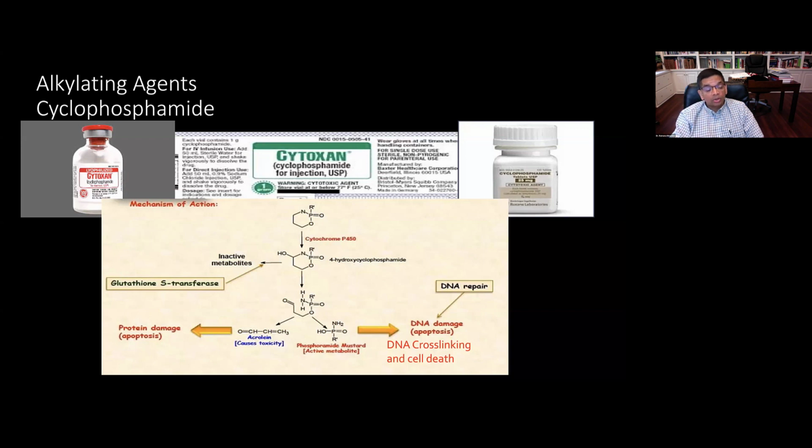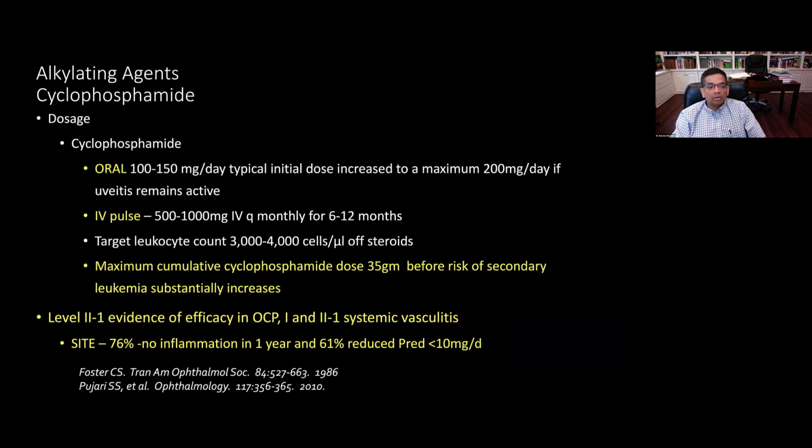In these situations, the efficacy of these agents is based on the fact that they cause alkylation and prevent DNA cross-linking and ultimately cause cell death. So there are toxic metabolites of Cytoxan, or cyclophosphamide, which is acrolein. Acrolein can cause hemorrhagic cystitis in the bladder. And so you have to make sure that patients who are being treated with Cytoxan intravenously or orally receive very substantial fluid hydration prior to and during therapy.